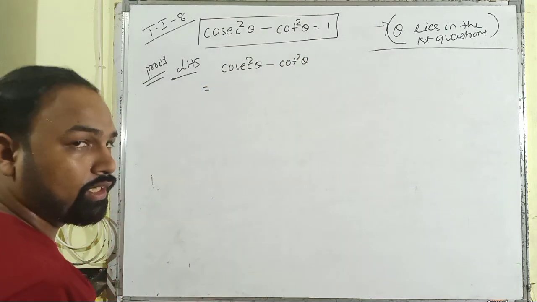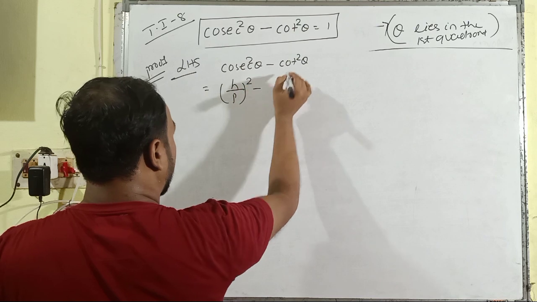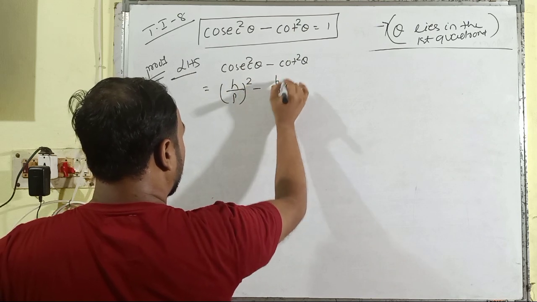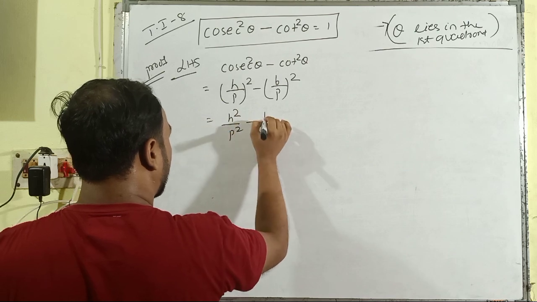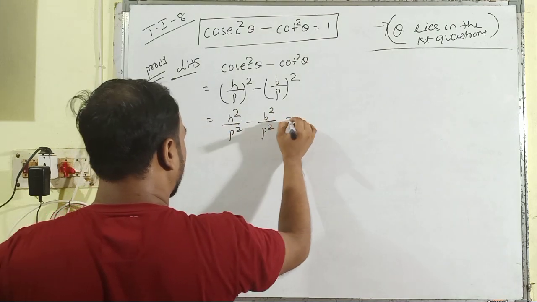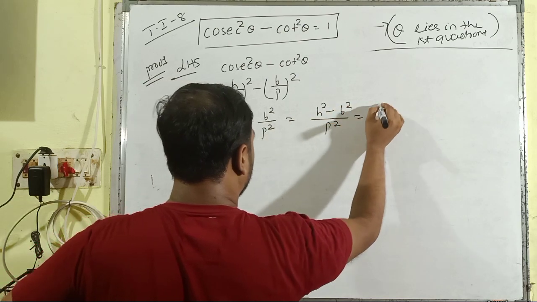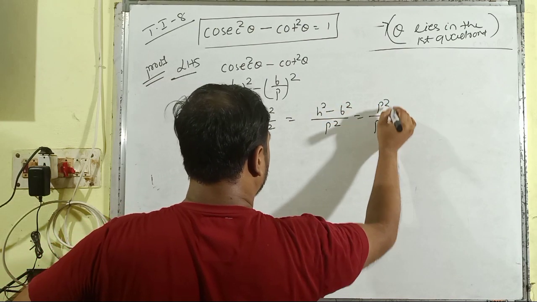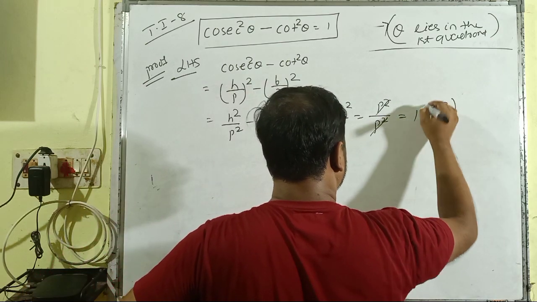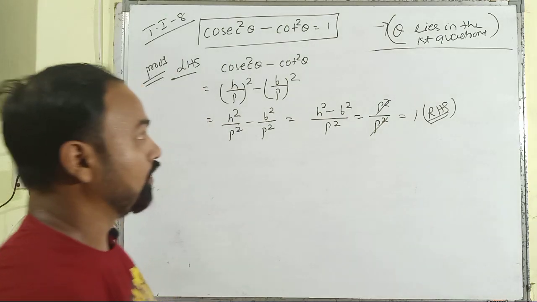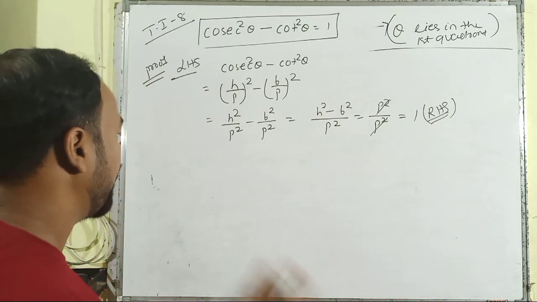The value of cosec theta is h upon p, that means whole square of h upon p minus whole square of b upon p. Then it is h square divided by p square minus b square divided by p square, and it is h square minus b square divided by p square, and it is p square divided by p square, cancelling both of the parts, and these are equal to 1. And here it is the proof of trigonometric identity number 8.